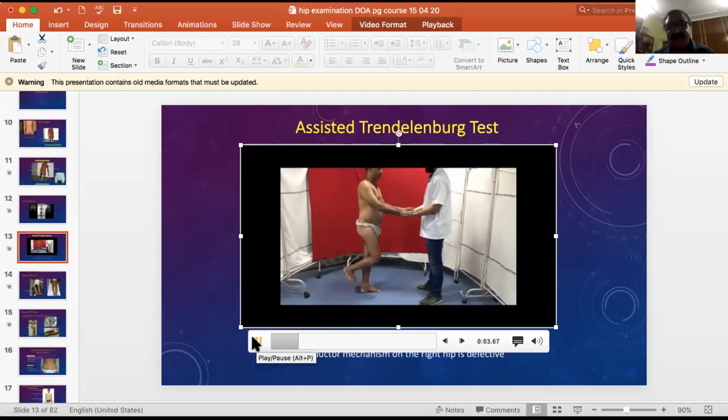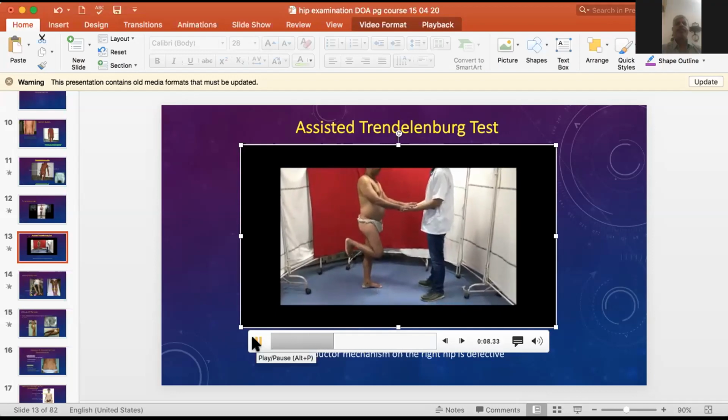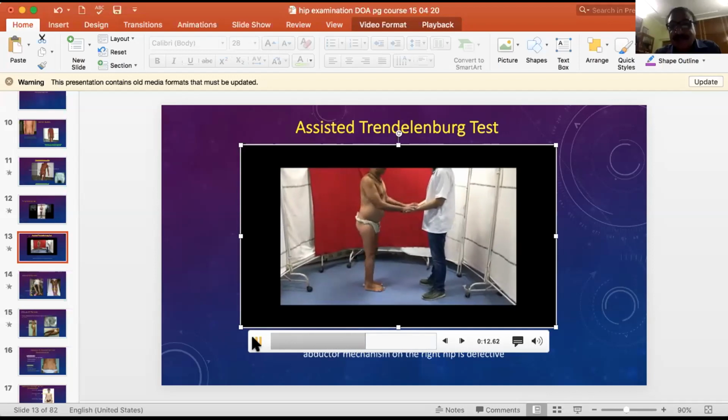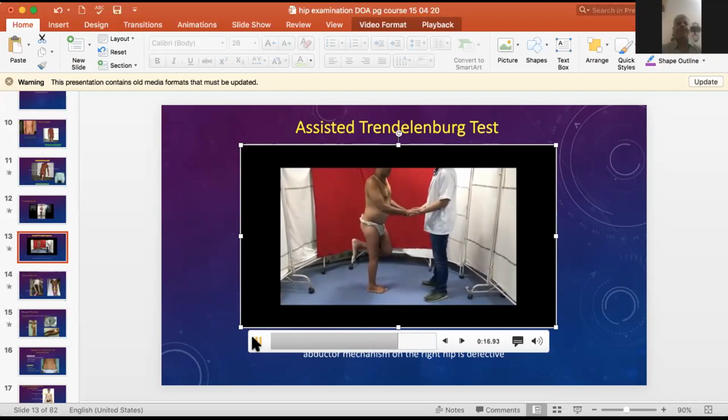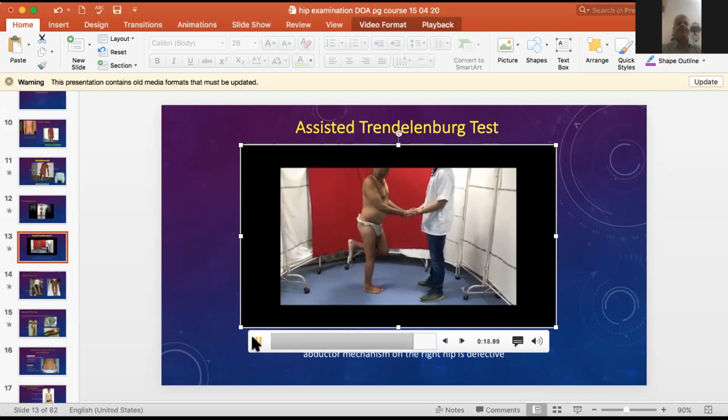See it once again before I close. Normal hip, no problem. Now diseased hip, right hip is diseased. See the left hand of the patient. He requires a cane on that side.